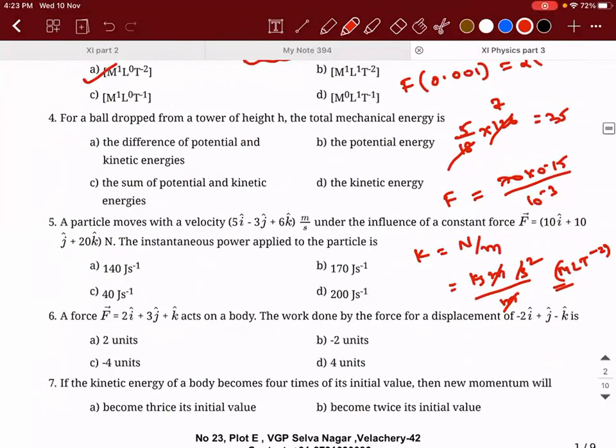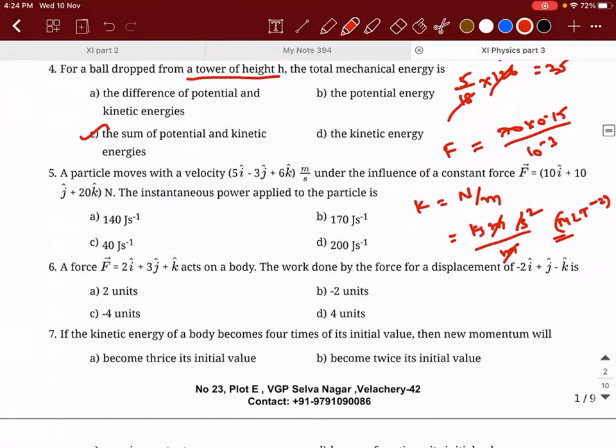For a ball dropped from a tower of height h, the total mechanical energy is. It's a very simple question. It's based on energy conservation. The sum of the potential and the kinetic energy. Mechanical energy means the sum of potential and kinetic energy.